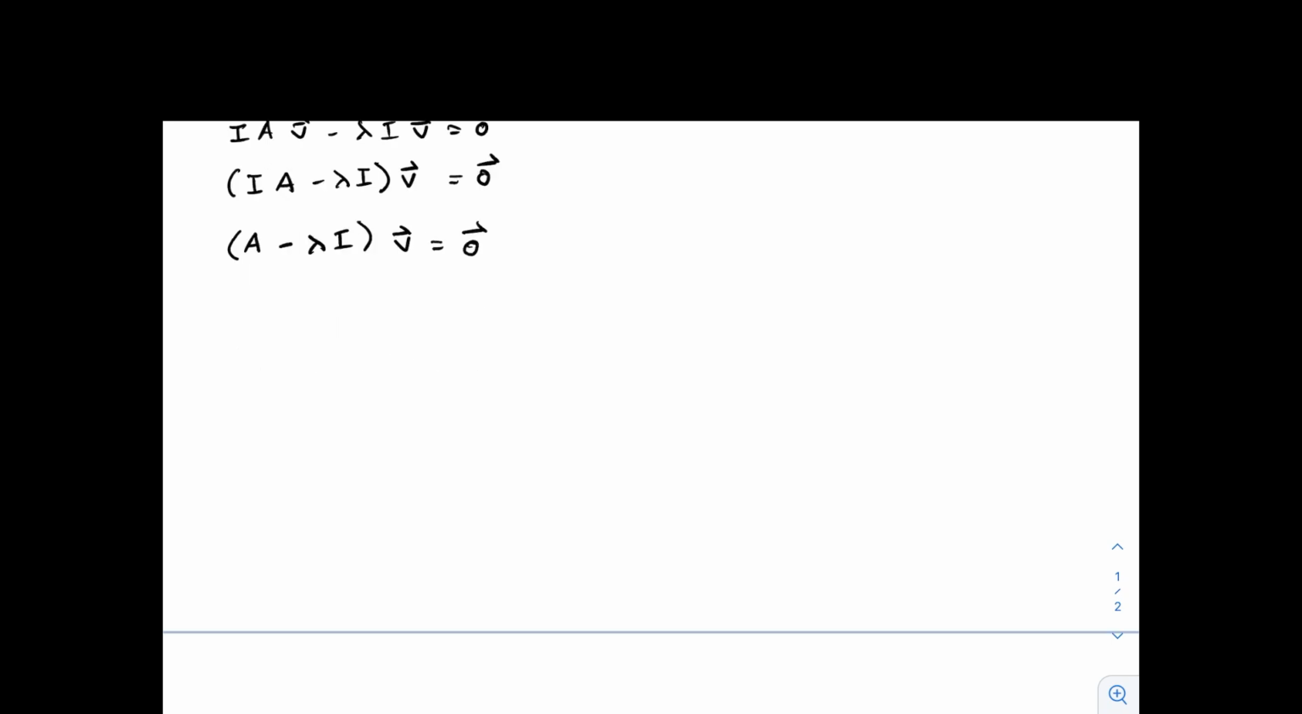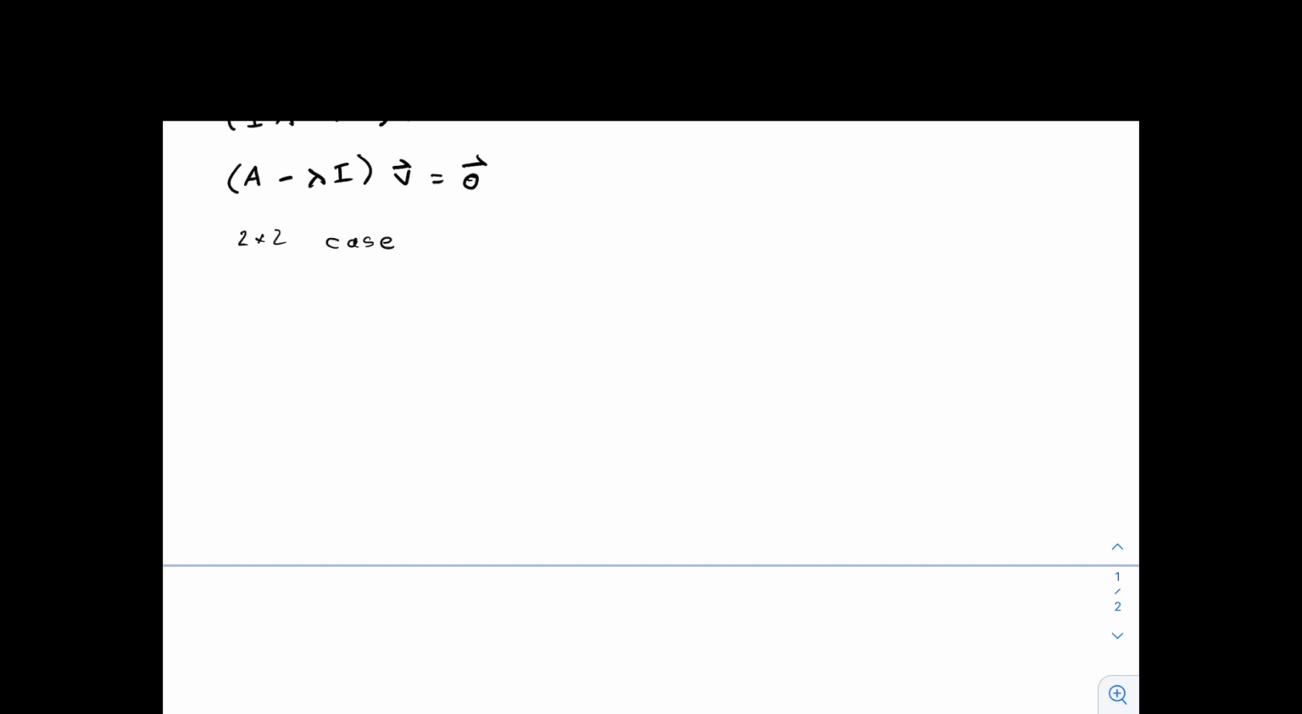Consider that this is essentially a system of equations, and for the sake of simplicity, if we consider the 2 by 2 case, then as a reminder, we're going to define A as following. A is going to be this matrix. Our 2 by 2 identity matrix is this one. And we're going to define v like this.